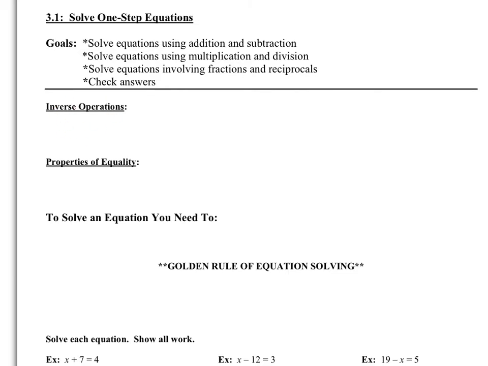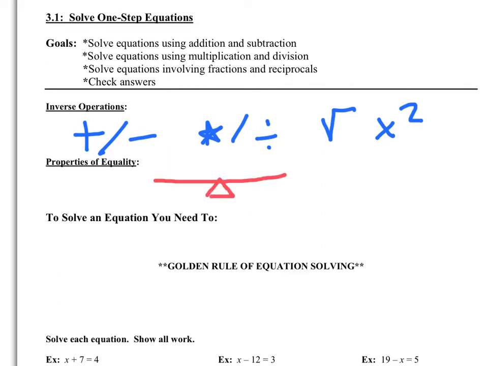Inverse operations are operations that undo each other. Pause the video and list what you think the inverse operations are. So addition and subtraction, multiplication and division. And then the other one that is still inverse, but we don't see too often in this section, is if something's being squared and square rooting. Those are inverse operations.